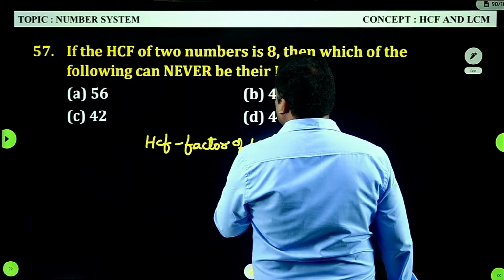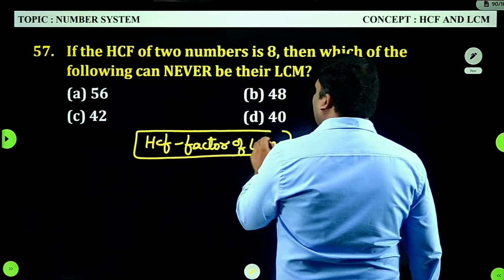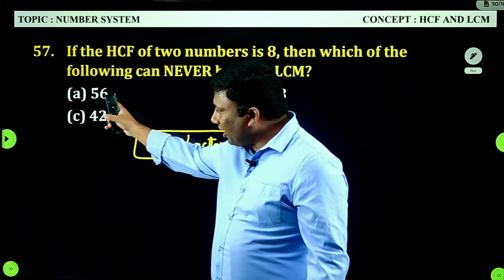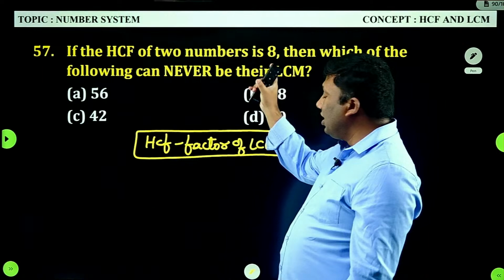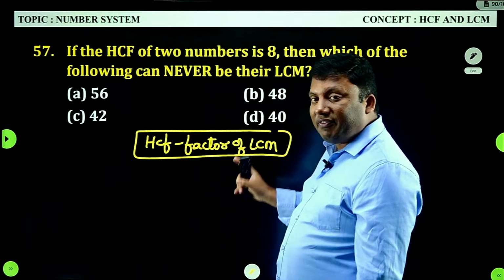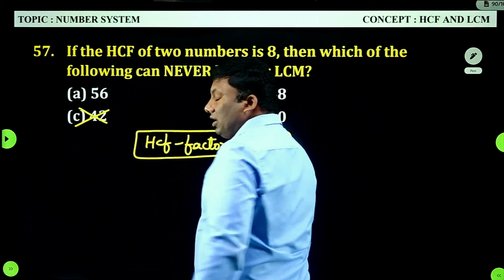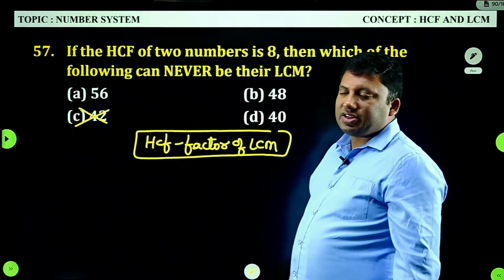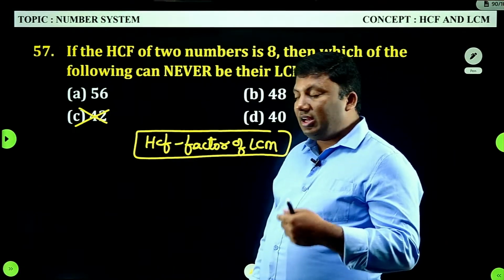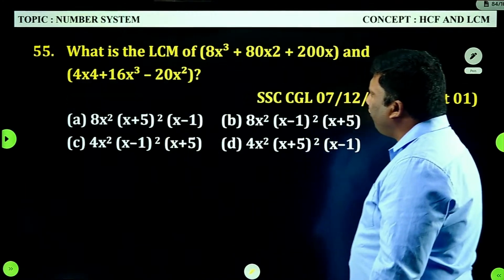HCF should always be a factor of LCM. 8 is a factor of 56, yes. 8 is a factor of 48, yes. 8 is a factor of 40, yes. So this can never be the answer. 8 fives are 40, 8 sixes are 48.